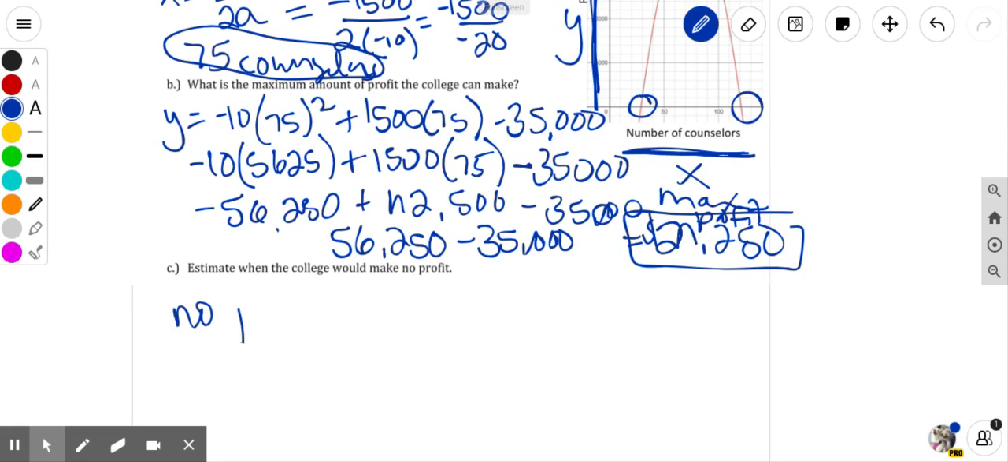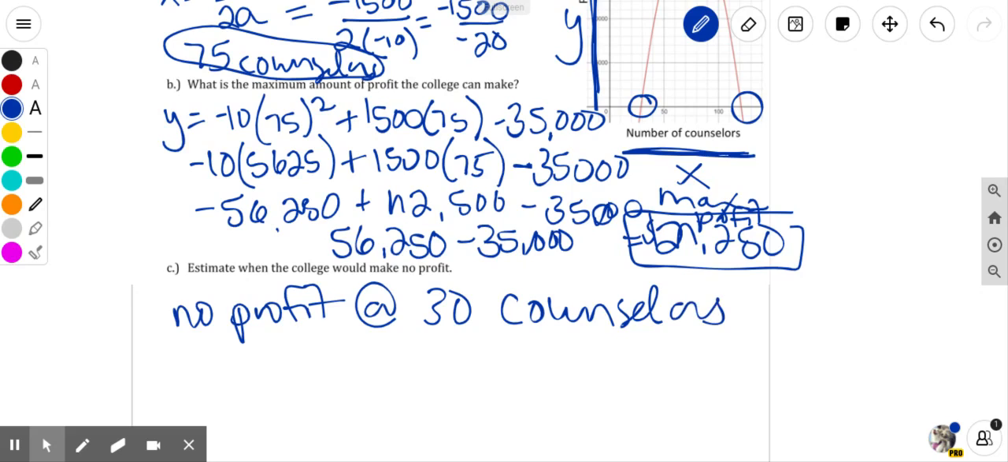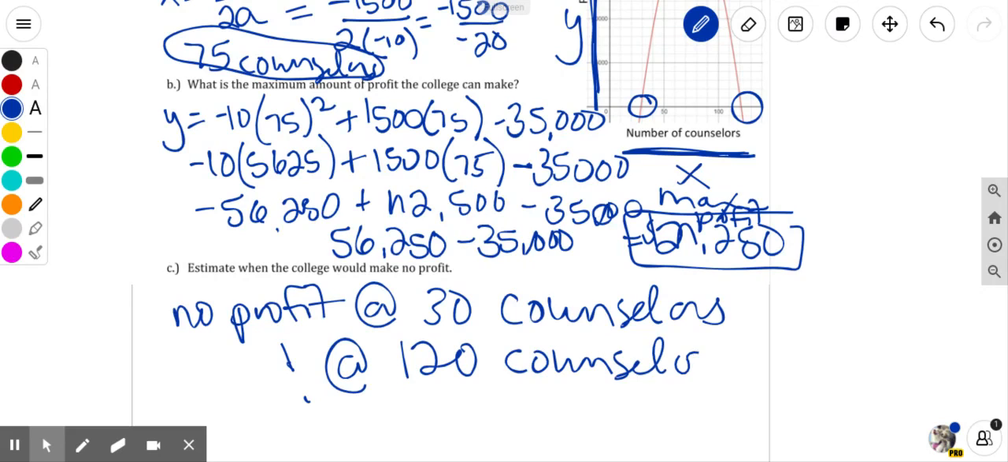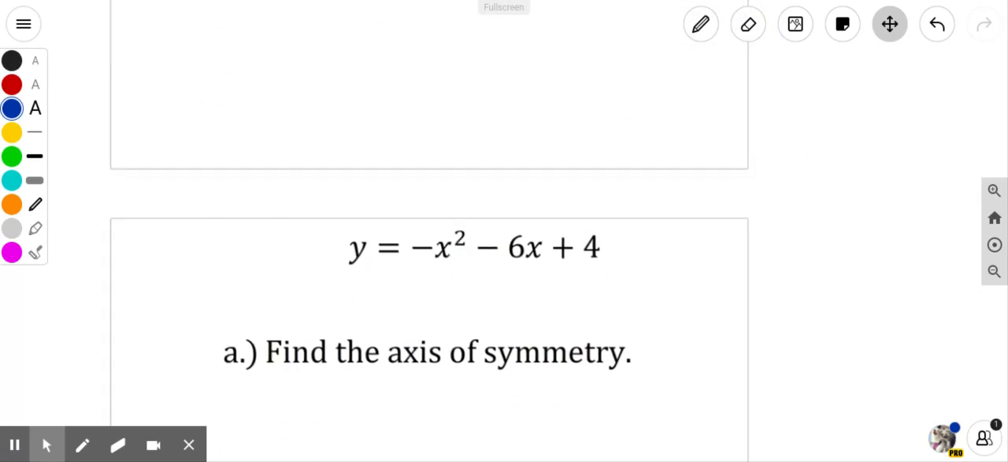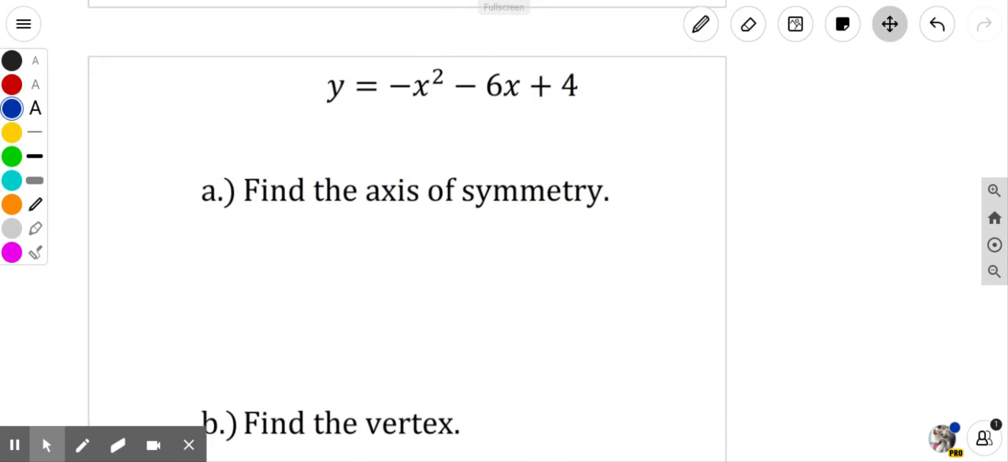So there's no profit at 30 counselors and at 120 counselors. And again, that was when the graph hit the x-axis. So that's an application problem. We still do the same things. If it's maximum height, you're still doing negative b over 2a to find how long it takes to get to the maximum height, and then you plug it in to see what the actual maximum height is.